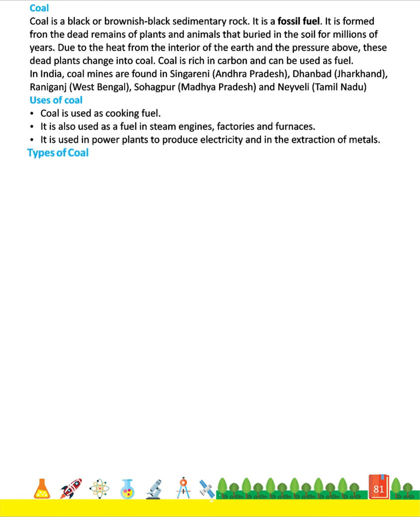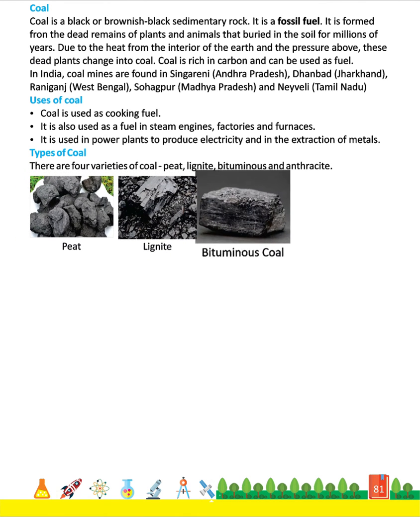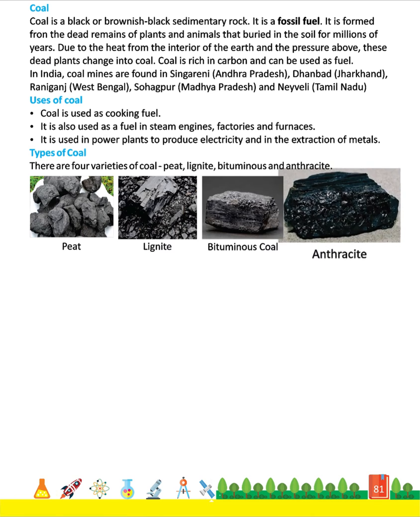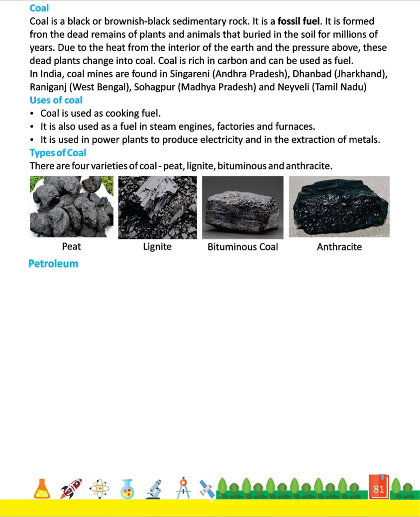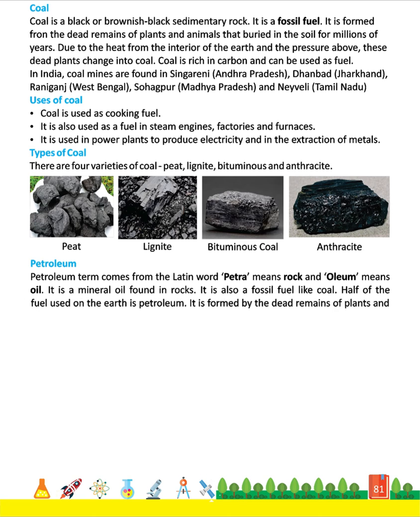Types of coal. There are 4 varieties of coal: peat, lignite, bituminous and anthracite. Peat, lignite, bituminous coal, anthracite. Petroleum. The term petroleum comes from the Latin words petra meaning rock and oleum meaning oil. It is a mineral oil found in rocks. It is also a fossil fuel like coal. Half of the fuel used on the earth is petroleum.